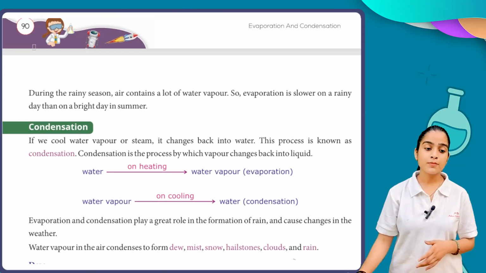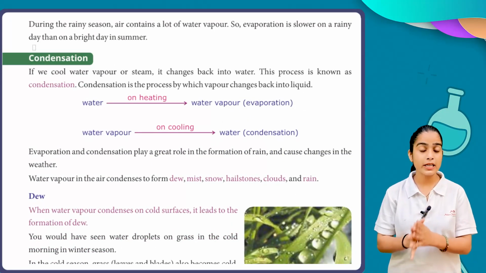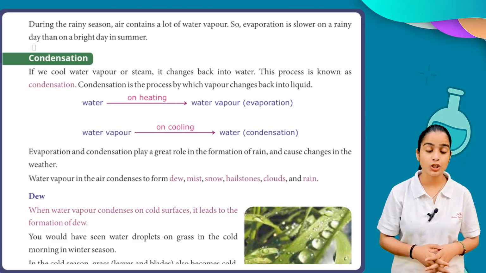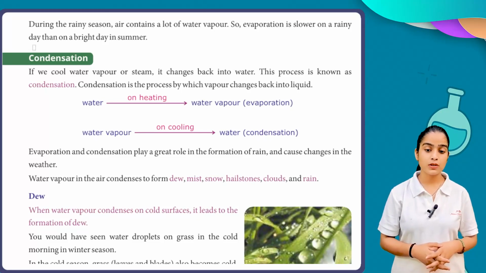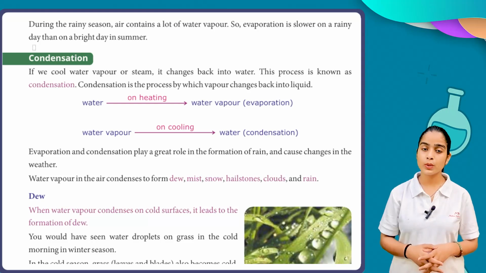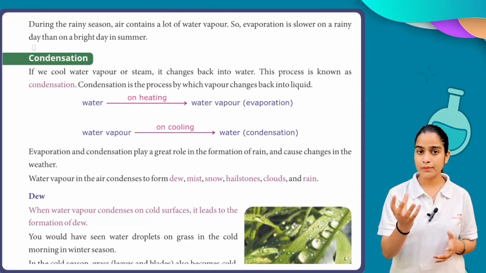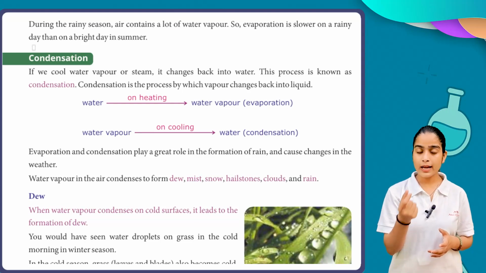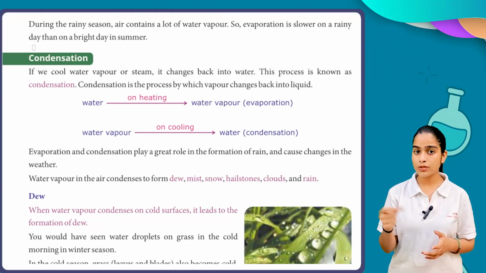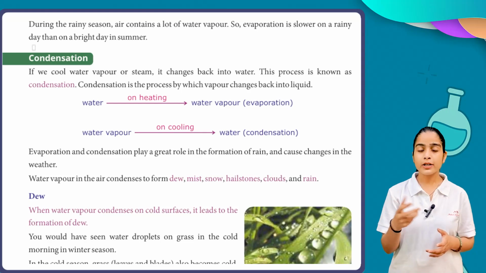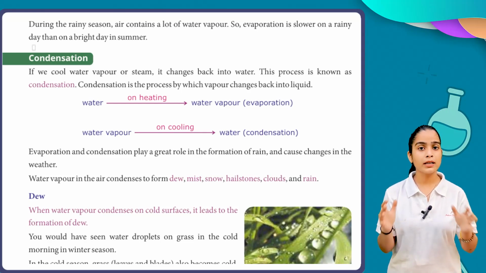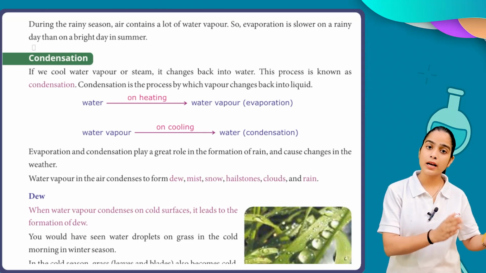Okay. The next point which we have to discuss is the next process, which is condensation. If we cool water vapor or steam, it changes back into water. This process is known as condensation. Condensation is the process by which vapor changes back into liquid. You can understand it like this: take an ice cube, and if you keep that ice cube outside the refrigerator for 10 to 15 minutes, that ice cube will change into water again.